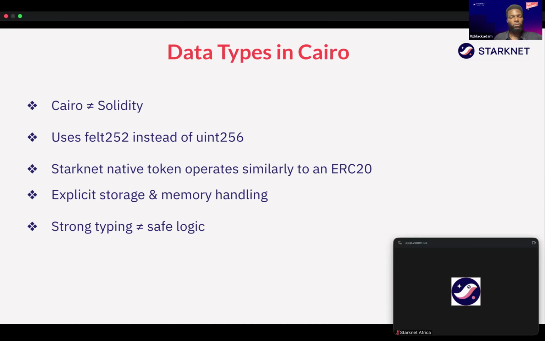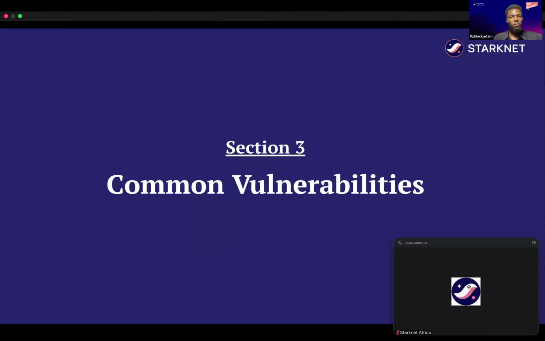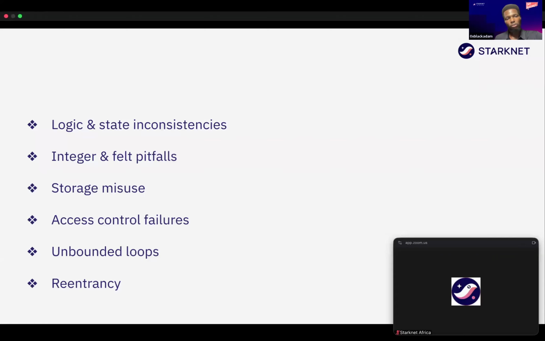You can see something like buffer overflow, all those things. When you're working with a loosely typed language, you don't get to see those kinds of bugs. But when you're working with a strongly typed language, you start seeing bugs that are peculiar to the architecture of that machine. So, common vulnerabilities: logic and state inconsistencies, integer and felt pitfalls, storage misuse, access control failure, unbounded loops. These are just some vulnerabilities that I've discovered when I work with Cairo and I just listed them. There are more than this, but I just listed some of these here.